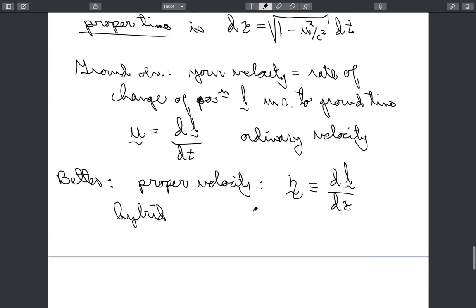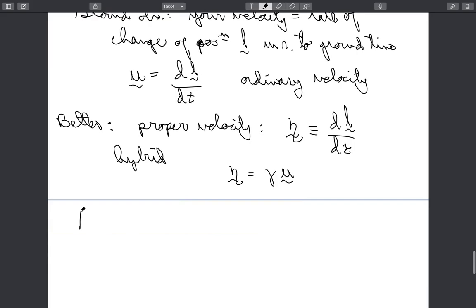The relationship between proper and ground velocity is quite simple. It's just that eta is equal to gamma times u. Okay, so the proper velocity is just gamma times the ordinary velocity. The nice thing about this proper velocity is that it transforms well under Lorentz transformations. So that's the advantage of using this.